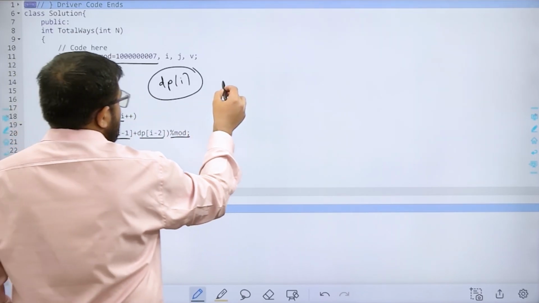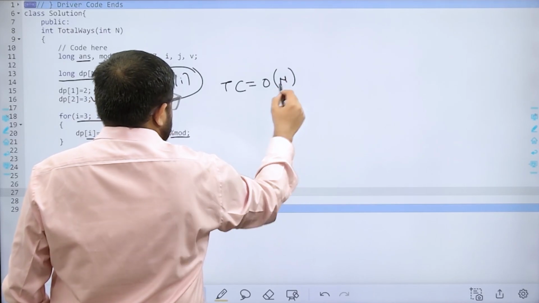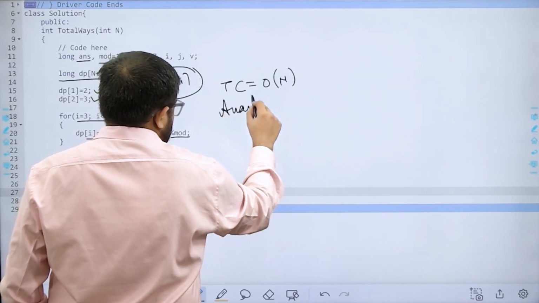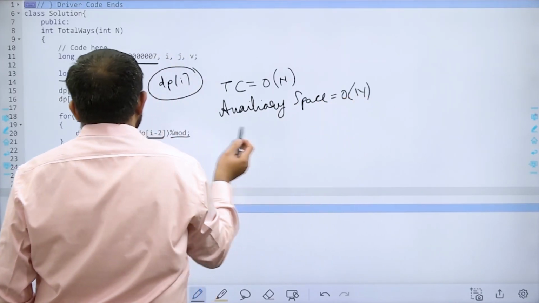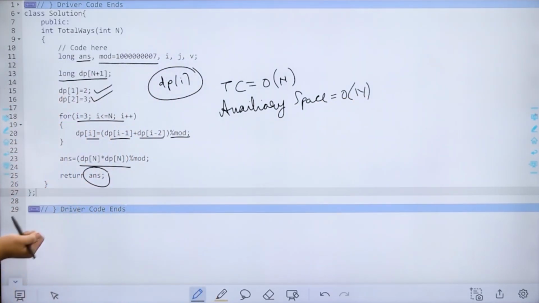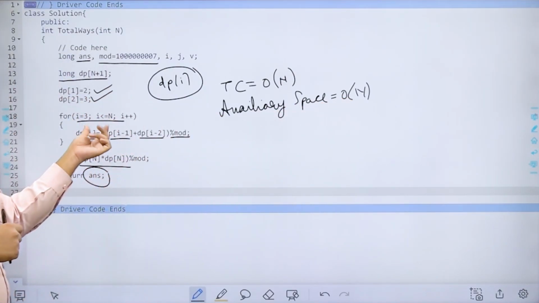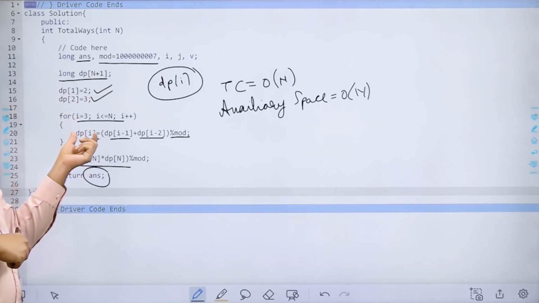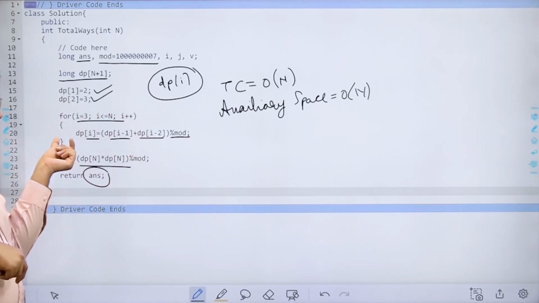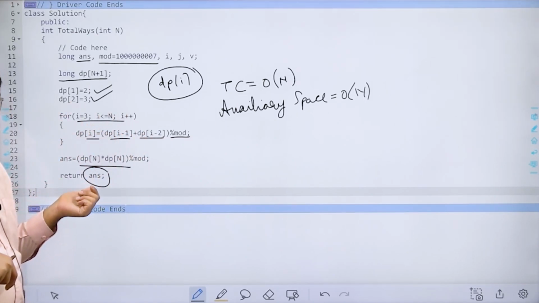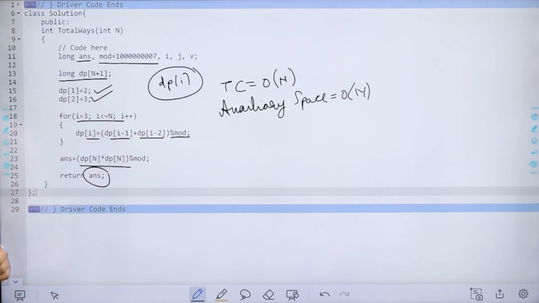What would be the time complexity? It would be big O of n, because you are running a for loop of size n. What would be the auxiliary space? The auxiliary space here is also big O of n, because you are using an n size dp table. You can also reduce it to big O of 1, because at any point of time you need only two previous values. If you are calculating for I, you need I minus 1 and I minus 2 only. When you calculate for I plus 1, you need I minus 1 and I only. So in that way also you can do it, but this is the general way. In this, the auxiliary space required is big O of n.